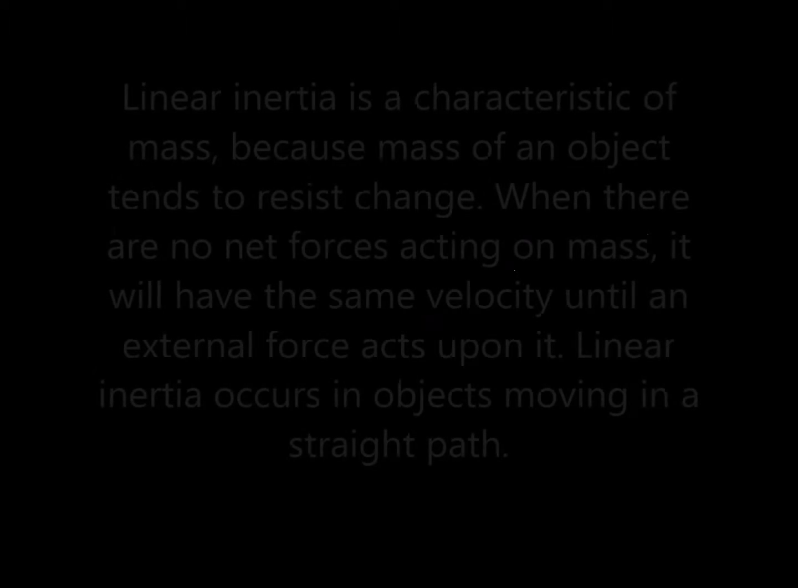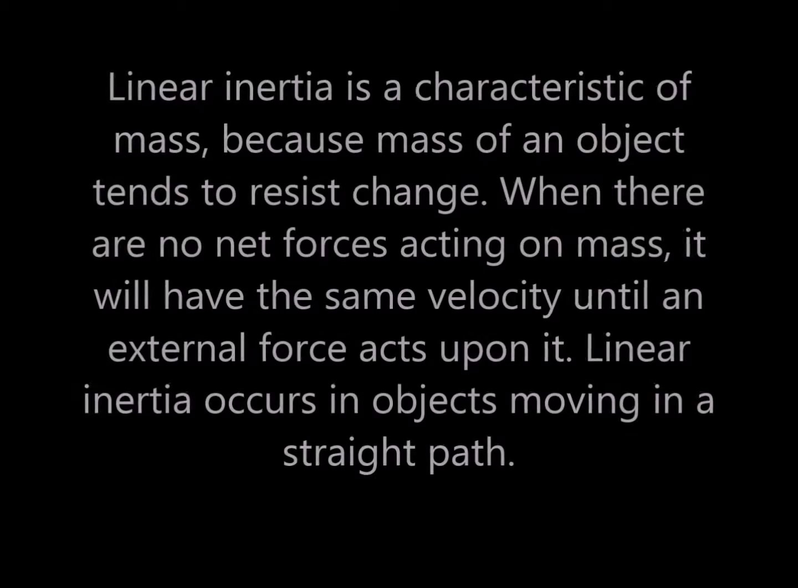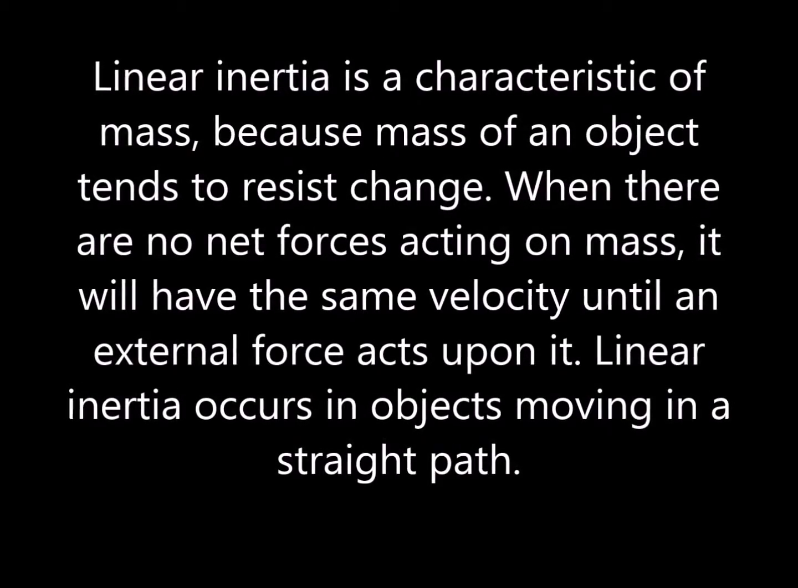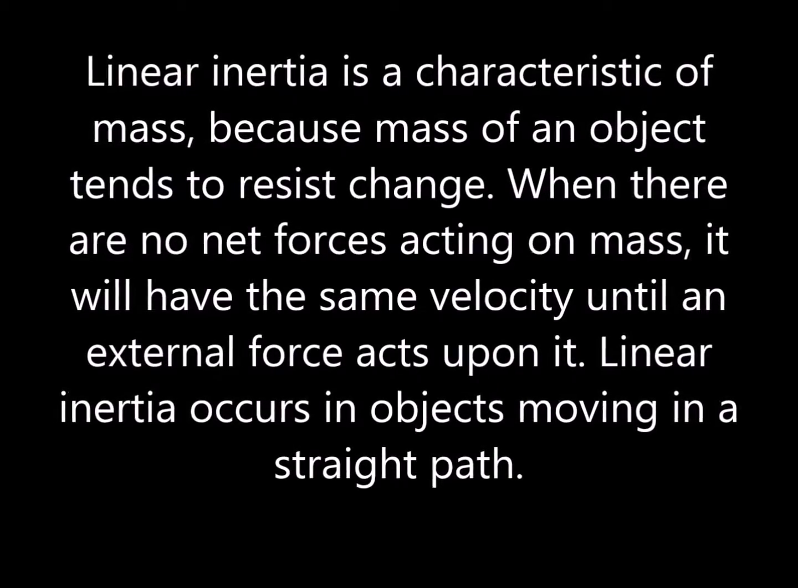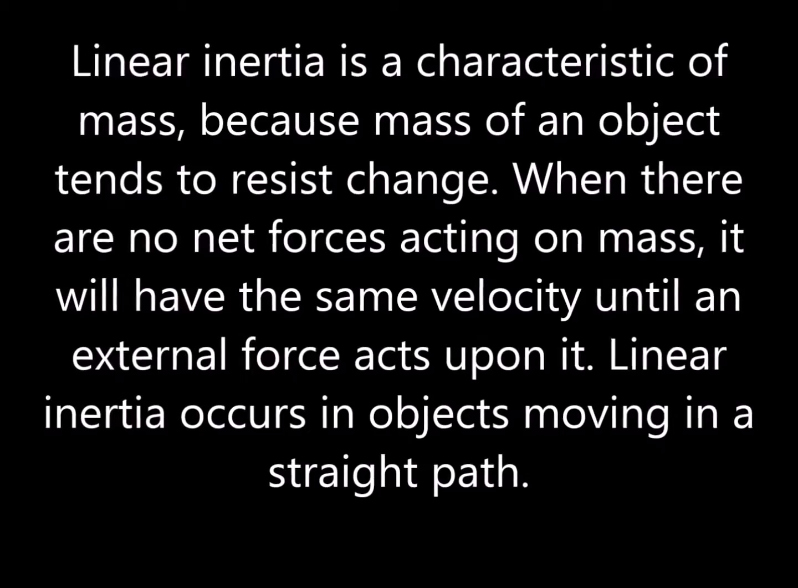There are two types of inertia, linear inertia and rotational inertia. Linear inertia is a characteristic of mass because mass of an object tends to resist change. When there are no net forces acting on mass, it will have the same velocity until an external force acts upon it. Linear inertia occurs in objects moving in a straight path.